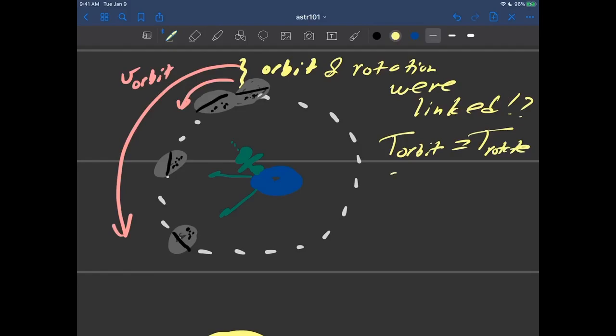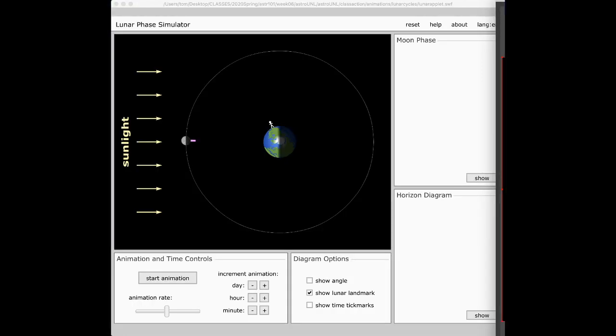So in other words, yes, it takes 30 days for the moon to orbit the Earth once. It also takes 30 days to rotate once. That's the situation. The orbit and rotation time are linked in such a way that the orbit time exactly equals the rotation time. So I can show you something a little better than my drawing now, which might illustrate the point.